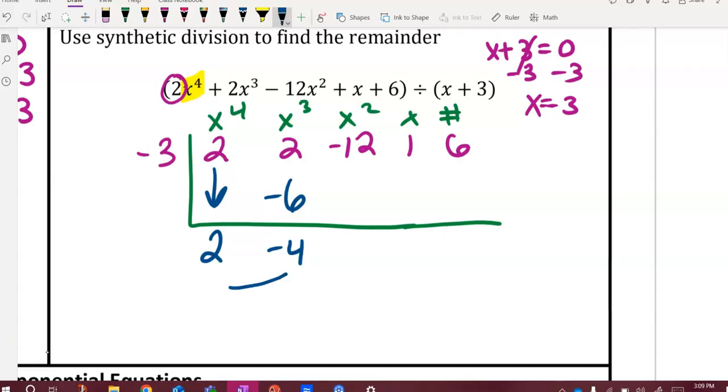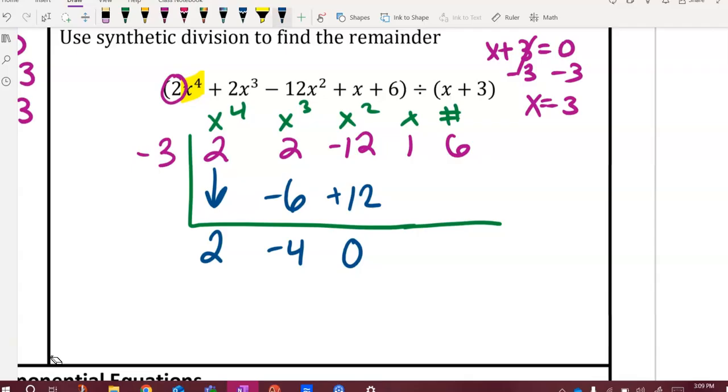Now we have negative 4 times negative 3. That's negative 12. Negative 12 and negative 12 is negative 24. Oh wait, I messed up. Okay, a negative and a negative is a positive 12. Now, negative 12 and positive 12 is 0.